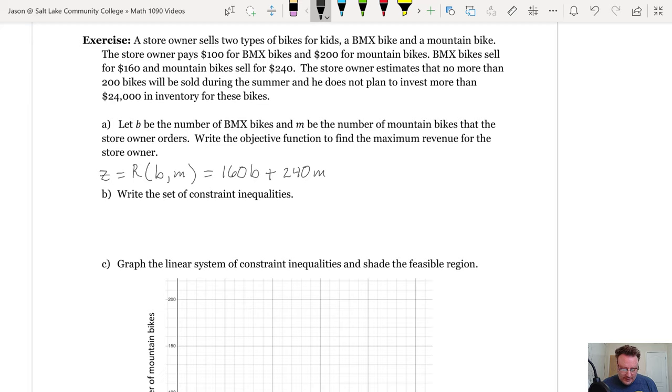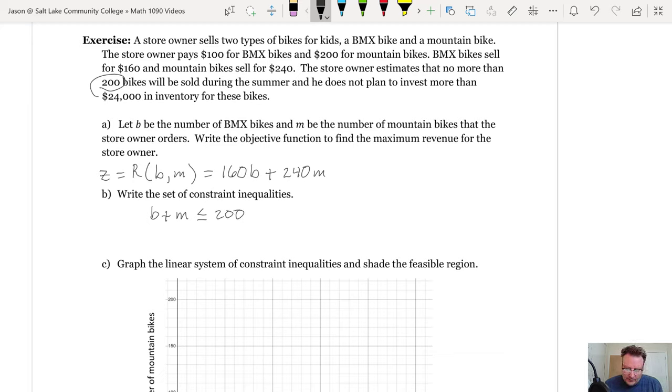Okay, so now we need part B. We need the set of constraint inequalities. So we need to glean this from the description of the problem. Well, I think this fact here that the store owner estimates that no more than 200 bikes will be sold during the summer means that B plus M will be less than or equal to 200.